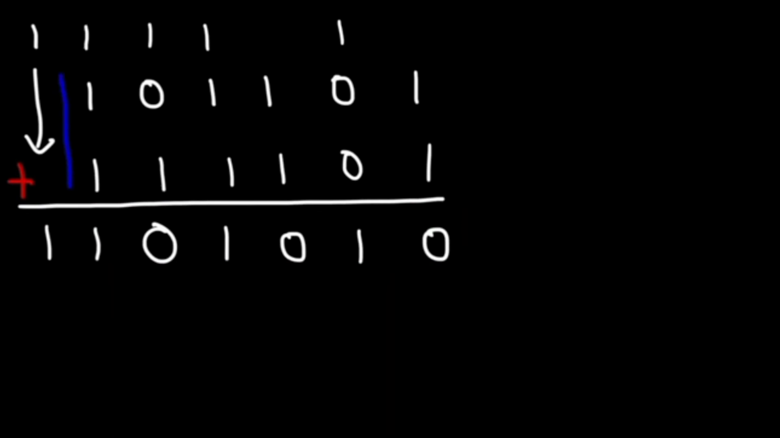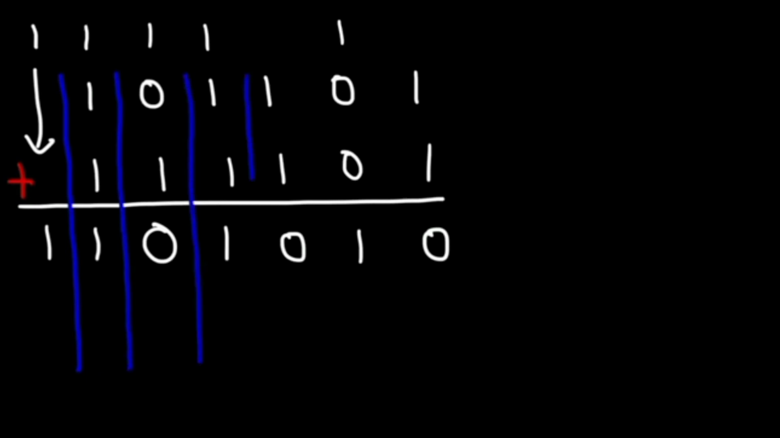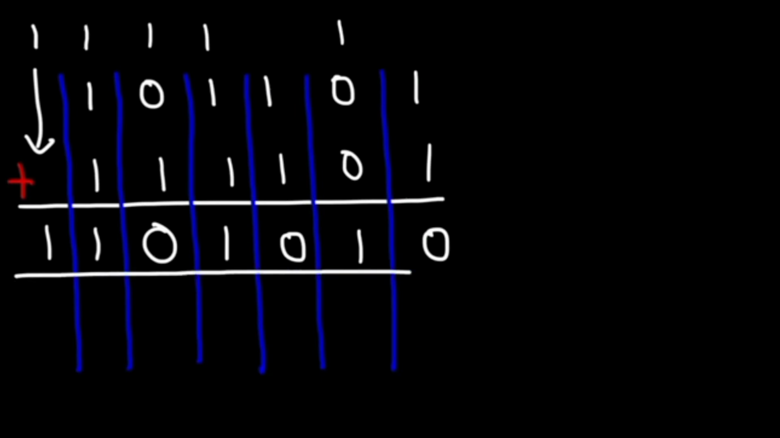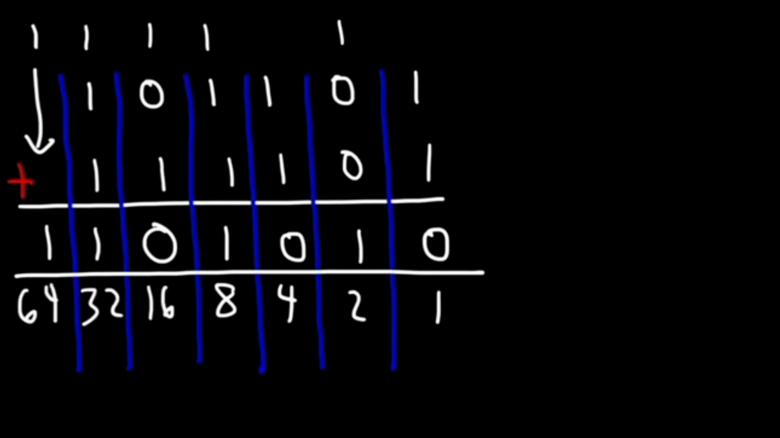So let's begin by drawing lines to separate the columns from each other. And then let's write the powers of 2. 2 to the 0 is 1, 2 to the 1 is 2, 2 squared is 4, 2 to the third power is 8, 2 to the fourth power is 16, 2 to the fifth is 32, and 2 to the sixth is 64. So let's convert the first binary number into its decimal equivalent.